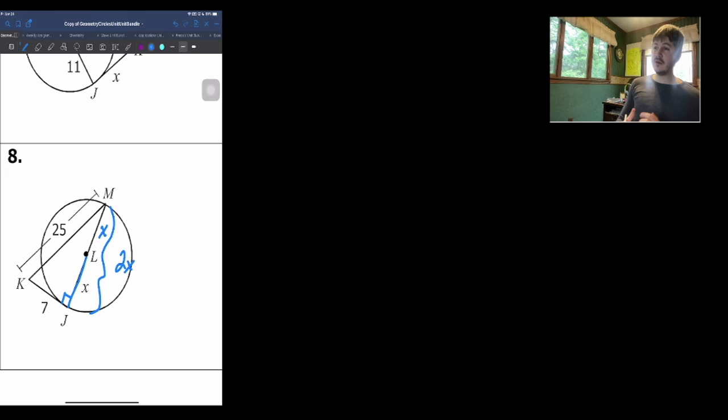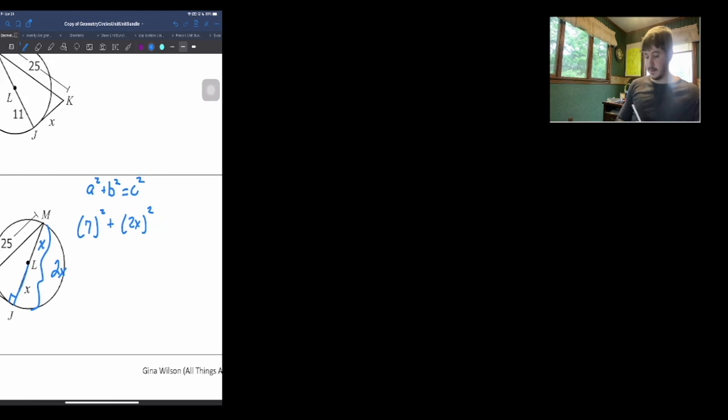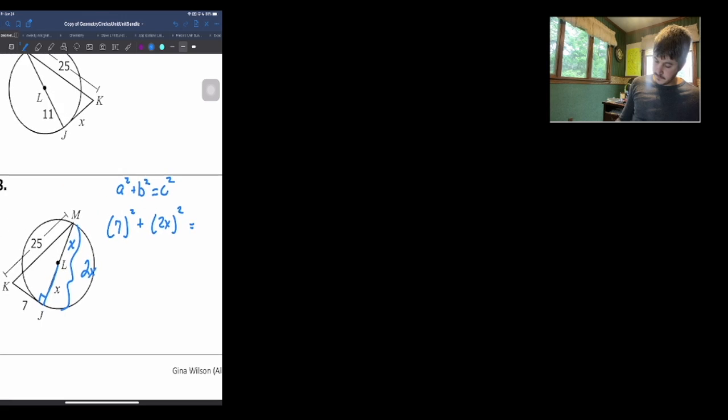And again, you could run into a quadratic here because you do have a 2x there. When you square it, it's not going to be x squared anymore. Luckily, we're not going to run into a quadratic, but there is a little bit of a different process. Still going to use the Pythagorean theorem. The hypotenuse in this case is 25. So that makes a and b 7 and 2x respectively. So 7 squared plus, in parentheses, 2x squared equals 25 squared.